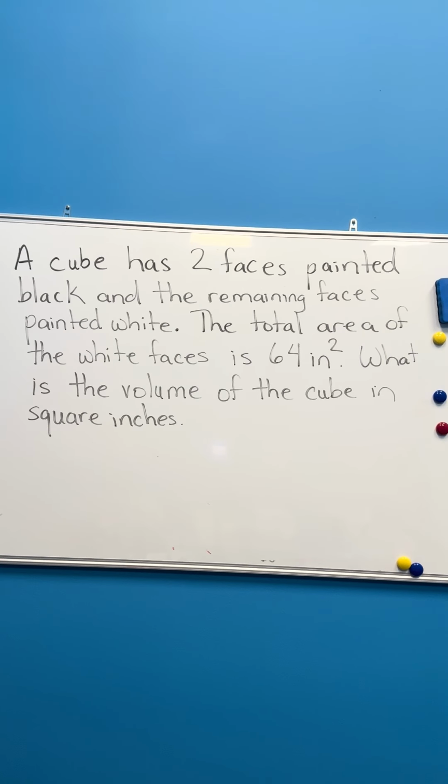A cube has two faces painted black and the remaining faces painted white. The total area of the white faces is 64 square inches. What is the volume of the cube in cubic inches?